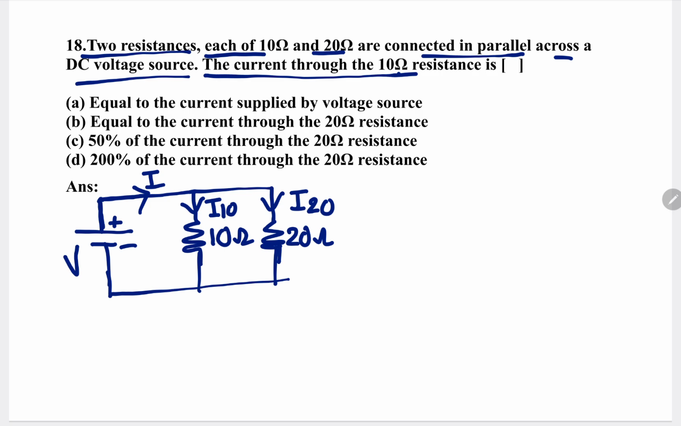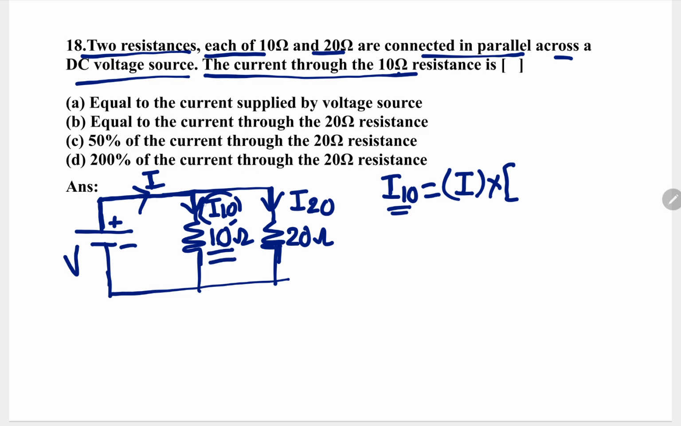First I'll calculate the current through the 10 ohm. We have a current division formula. I10 is coming from the total current I, which divides into two parts, I10 and I20. So for I10, it is the total current I into the opposite resistance, meaning the resistor other than the one in which we are calculating the current.